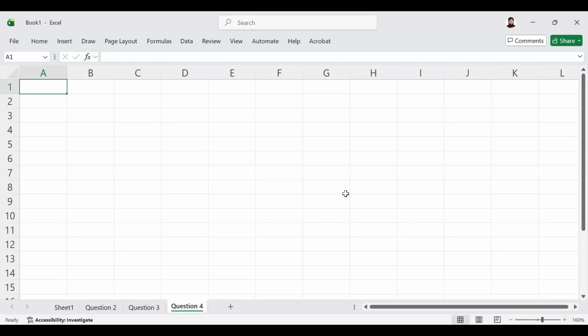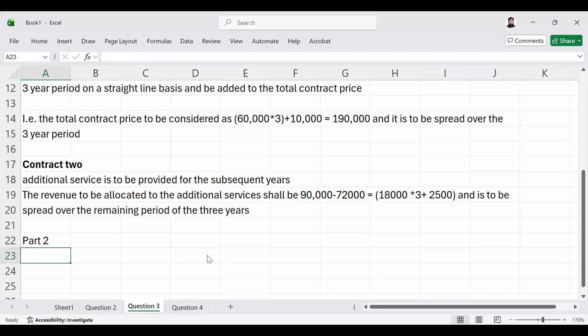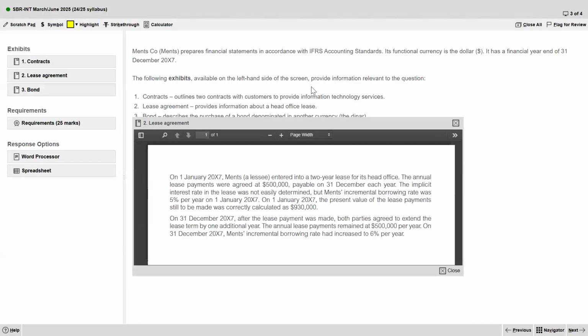Then you have question number 4. In fact, question number 3, next part 2, is actually about the lease agreement. Can you give it a try, please?